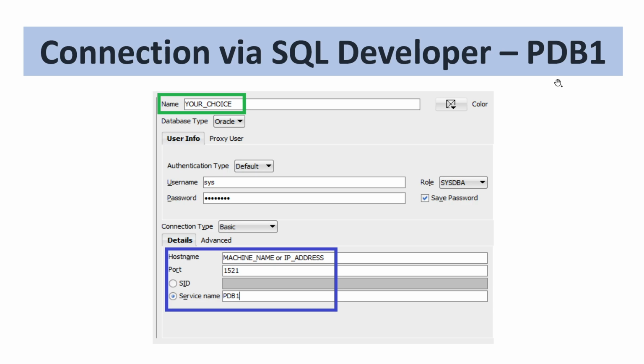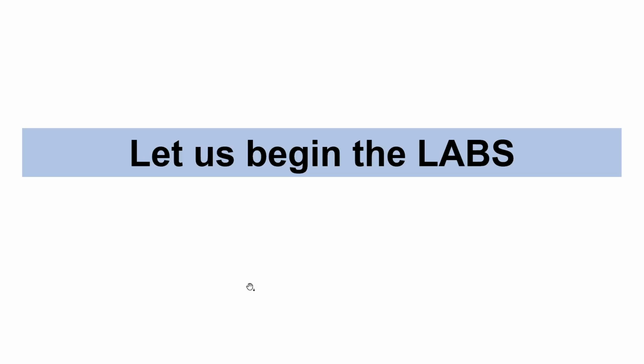Now, if you want to connect to the PDB, then instead of SID, you can use the service name. The rest of everything will remain the same. Here, instead of SID, you will give the service name, and that would be the service name of the PDB that you have created. Now that we have seen everything, let us begin the labs.